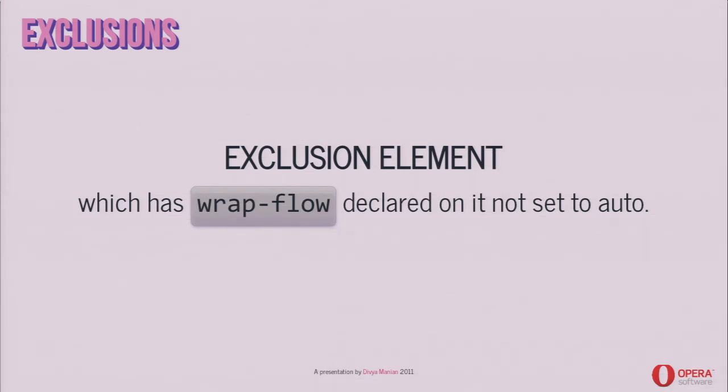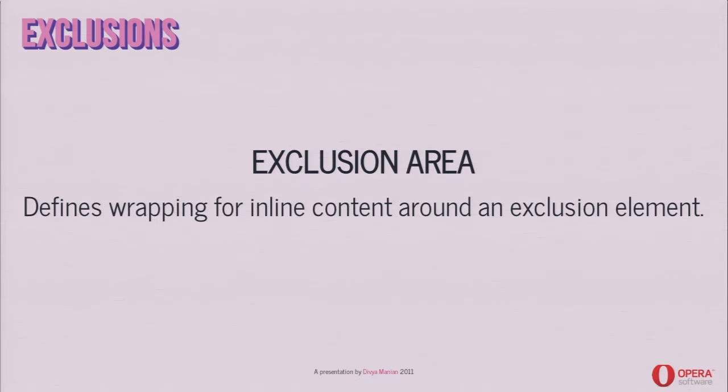The way to do that is that first you need to define an exclusion element. An exclusion element is one whose outside dimensions set the wrapping for the inline text that is outside of it. The way you define it is using a property called wrap-flow, and make sure it's not set to auto. Then you'll have an exclusion area. For example, all the area that is outside the scraggy rocks is the exclusion area, and it defines the wrapping for the inline content that is outside of that particular exclusion element.